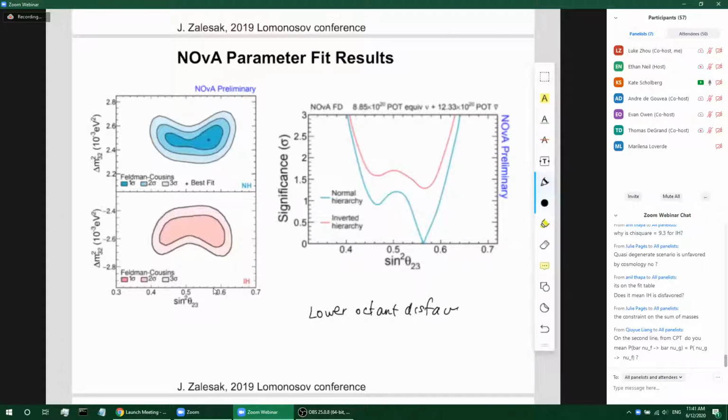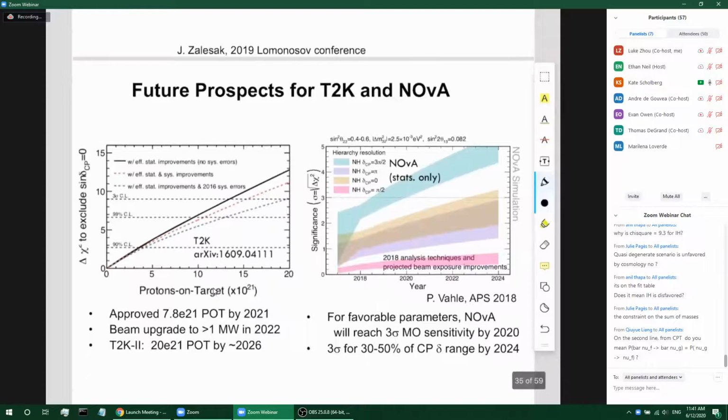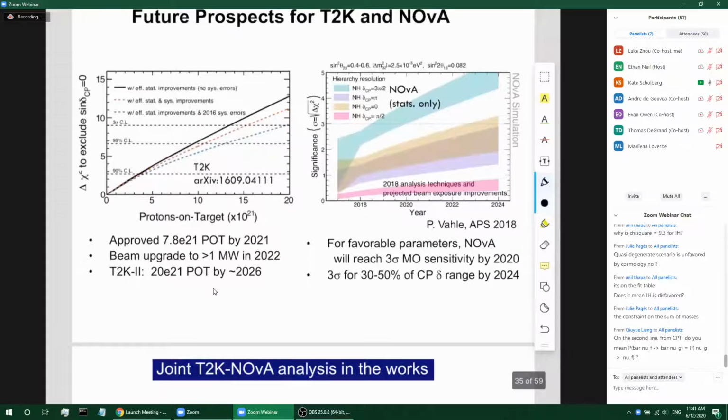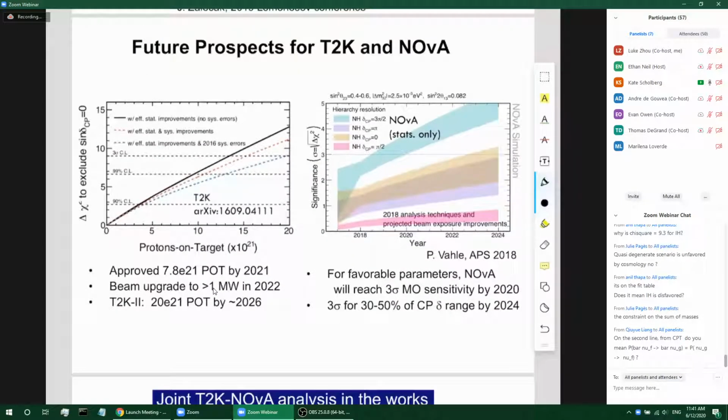And what is happening now is that NOvA and T2K are starting to work together, and it should be possible in the next few years, as more data is being taken. These results will all improve, but there's actually more insight to be had by combining. And so the collaborations are actually having joint workshops now. So joint T2K NOvA is underway.